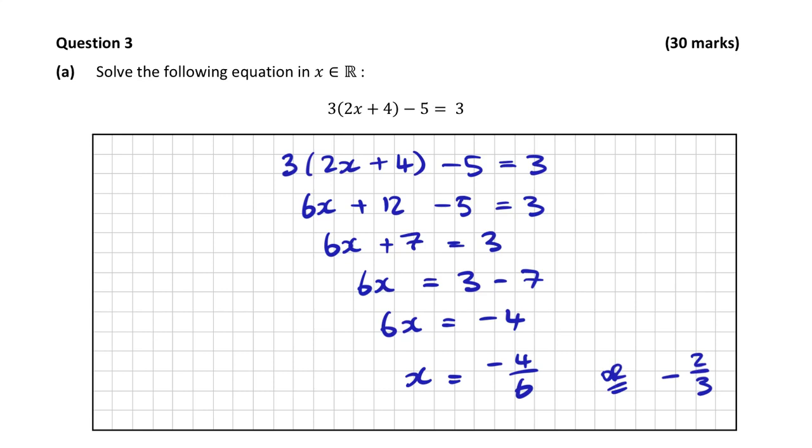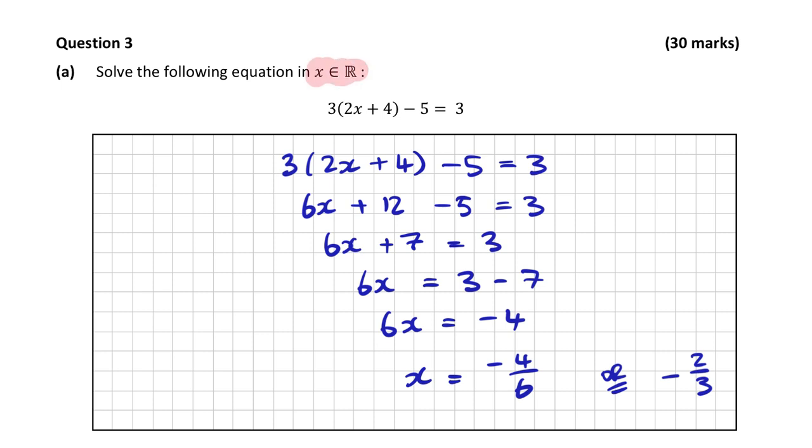So this is the Leaving Cert Ordinary Level 2023, Paper 1, Question 3. Solve the following equation in x an element of R. Now, students often get caught up in this notation. So here it says an element of R.